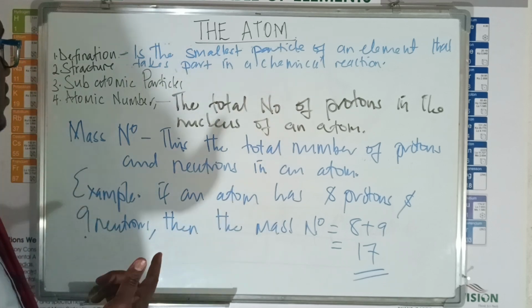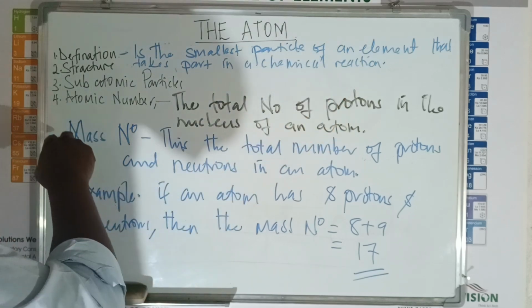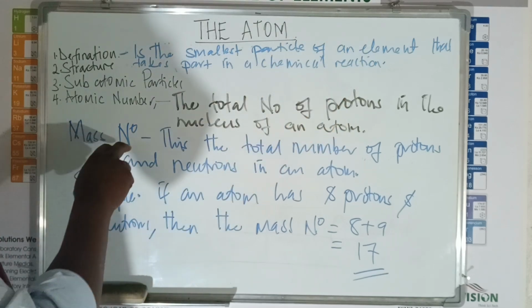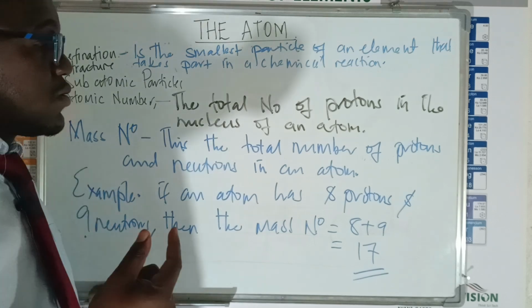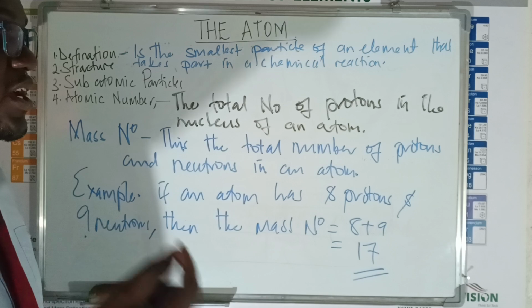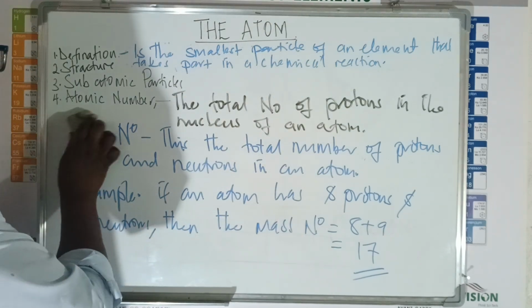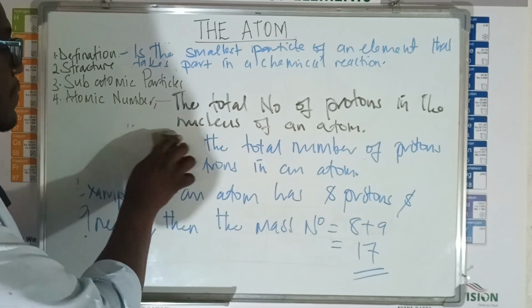So the numbers that we've learned today are the atomic number, which is the total number of protons. Then another number that we've learned today is the mass number, which is the total number of protons and neutrons in an atom or in the nucleus of an atom. I believe that is clear.